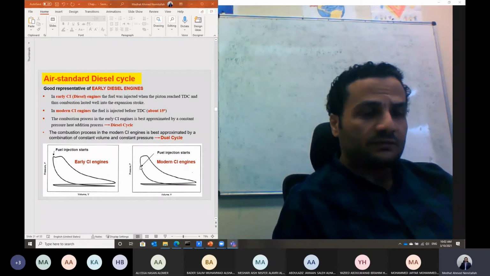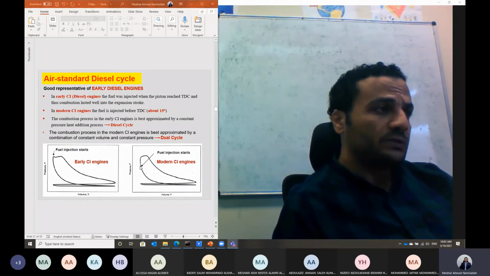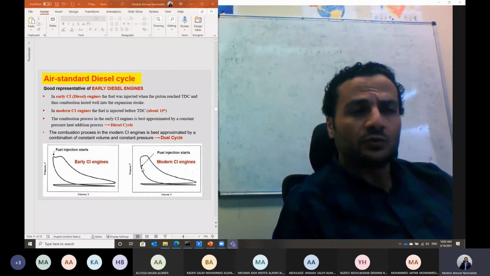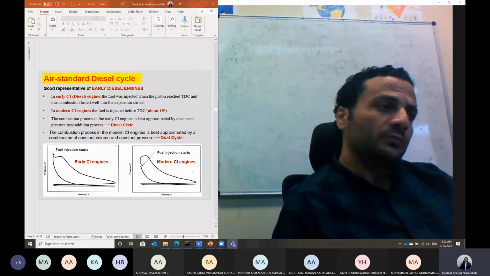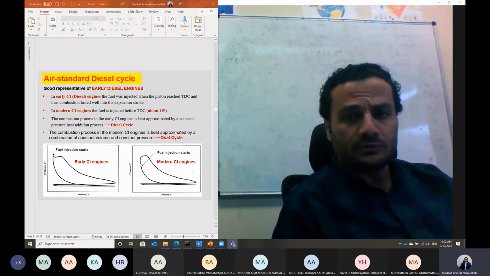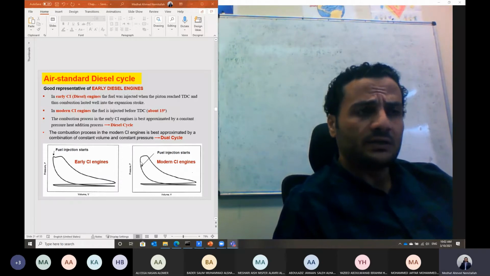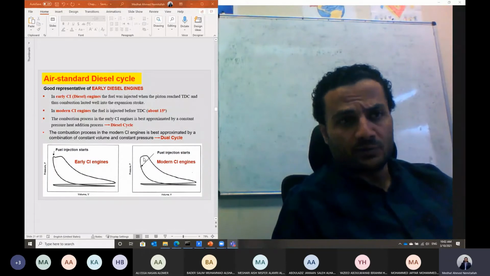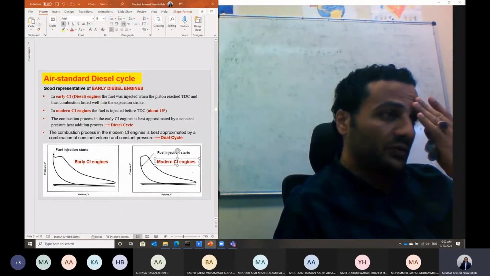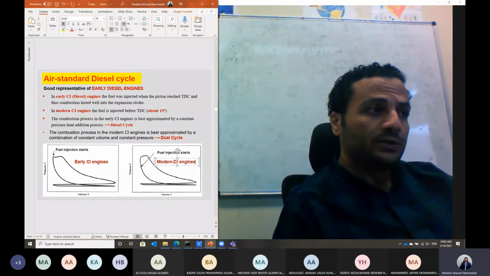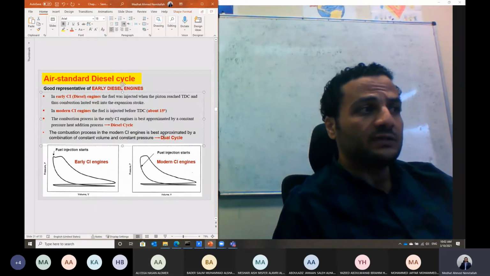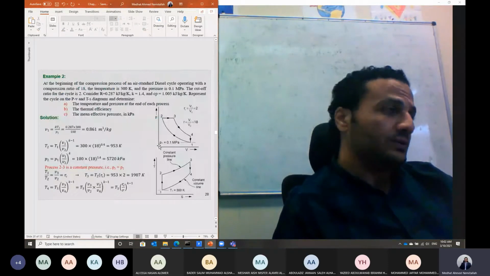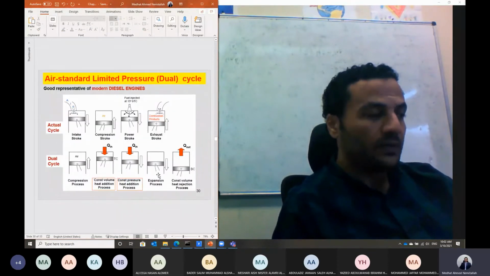But if we inject the fuel a little bit earlier, before the top dead center, about 10 up to 15 degrees before the top dead center, in this case the combustion part of it will take place at constant volume, like the case of the gasoline engine, and the remaining part will take place at constant pressure. And in this case, the cycle for the modern compression ignition engine, we actually call it the dual cycle, or what we call the limited pressure cycle.